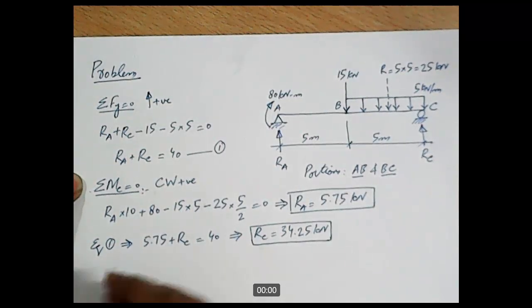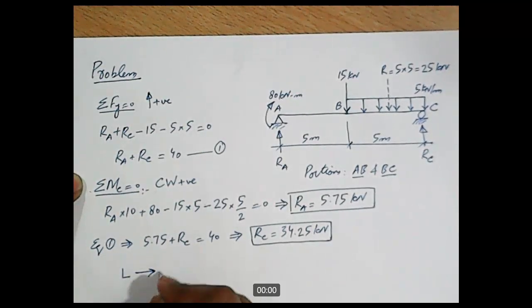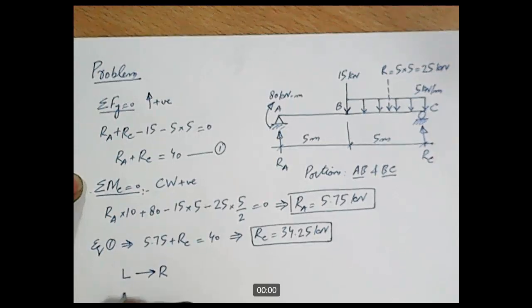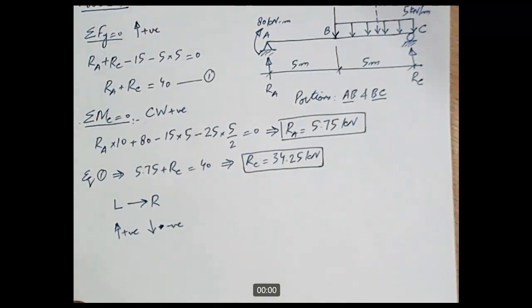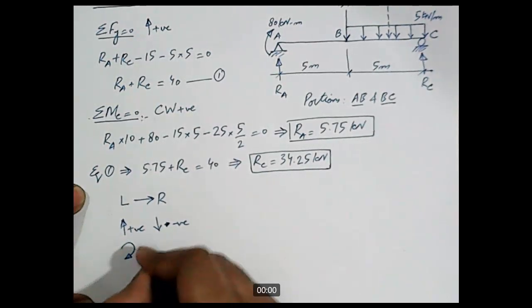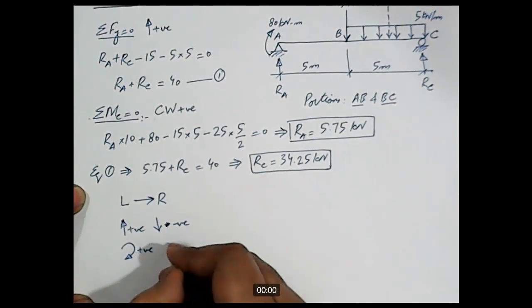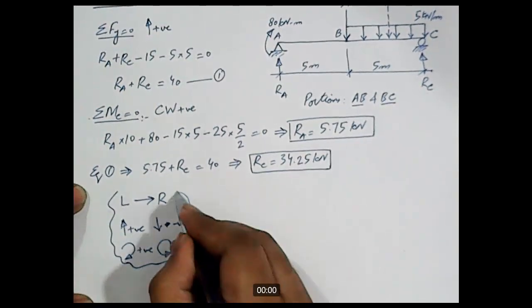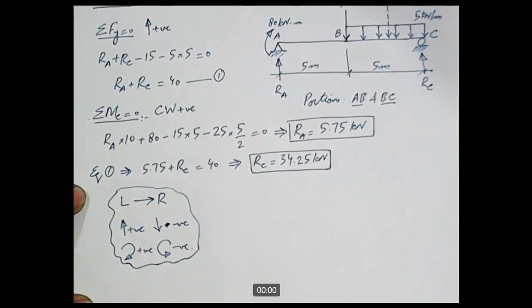What is our sign convention when we move from left to right direction? Like our previous case, left to right. When we move in left to right direction, we take upward forces as positive and downward forces as negative. Okay, and for moment, we take clockwise moments as positive and counterclockwise moments as negative. This is our convention when we write down the equations of shear force and bending moment diagram from the left to right side.